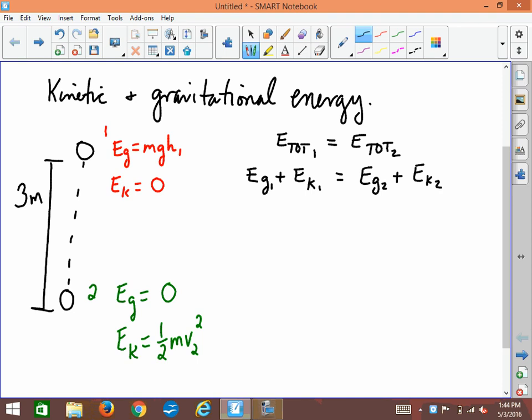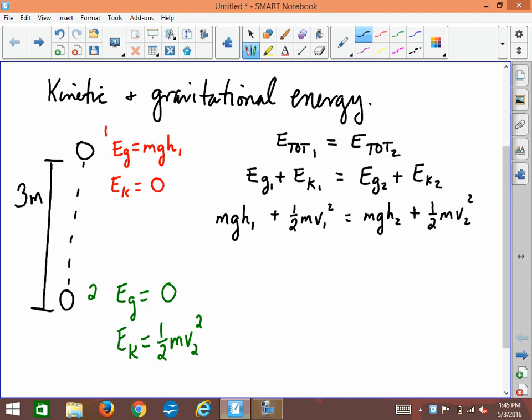So the gravitational energy at position 1 would be mgh. We've already learned that, and it would be the height at position 1 that would matter. And the kinetic energy at position 1 would be 1/2 mv1 squared. So I'm just putting in the formulas. The gravitational energy at position 2 would be mg times height number 2. And the kinetic energy at position 2 would be 1/2 mv2 squared. So far, we're just writing in the stuff that we've already learned. Now let's see if we can put some numbers in it.